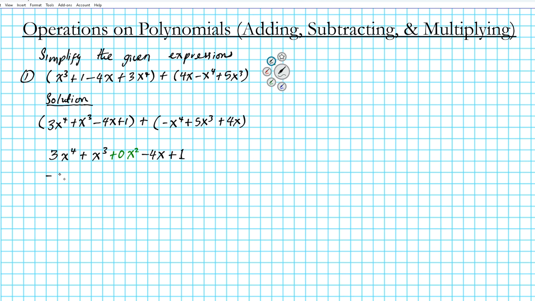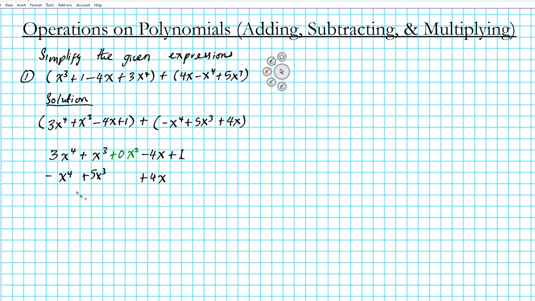So negative x to the fourth. And then 5x to the third goes underneath this column right here with the cubic term. So plus 5x to the third. We don't have any quadratic term. And then we have plus 4x goes underneath here. Plus 4x. And that's it.